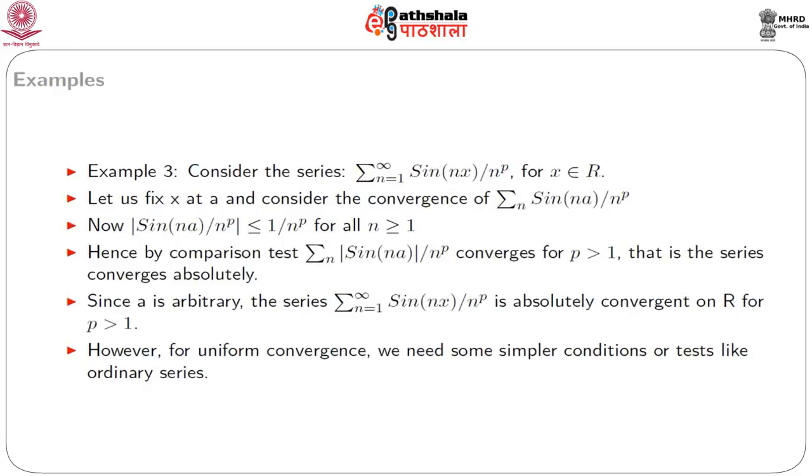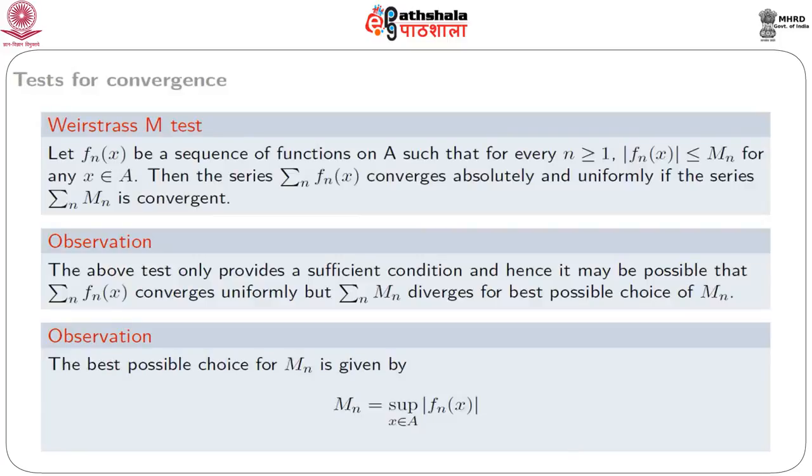However, for uniform convergence we need some simpler conditions or tests like ordinary series. Otherwise, this problem of checking uniform convergence cannot be tackled. So, we have one such test. Actually, there are a number of tests, but we are just discussing the most useful and the simplest test. This test is known as the Weierstrass M test.